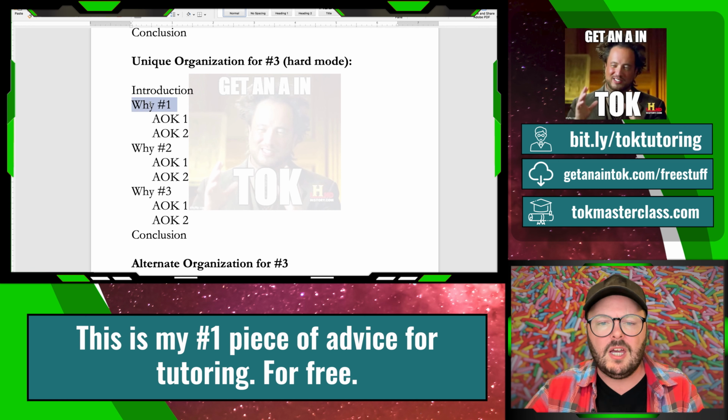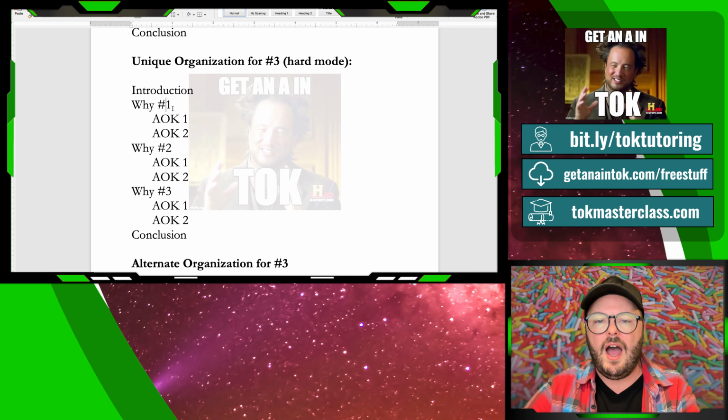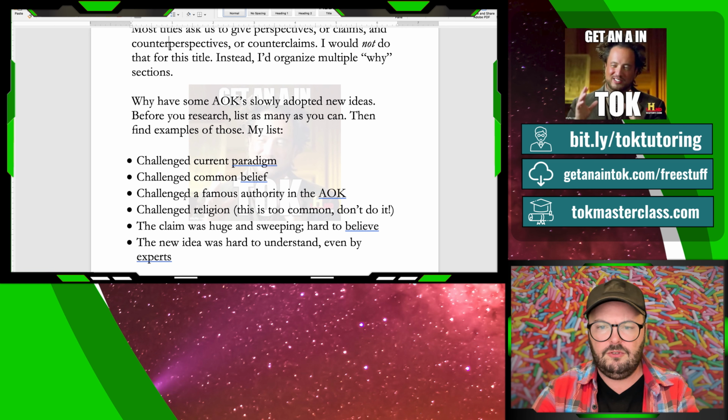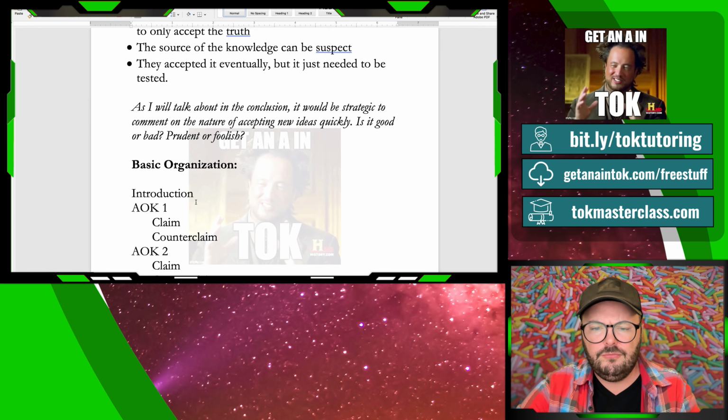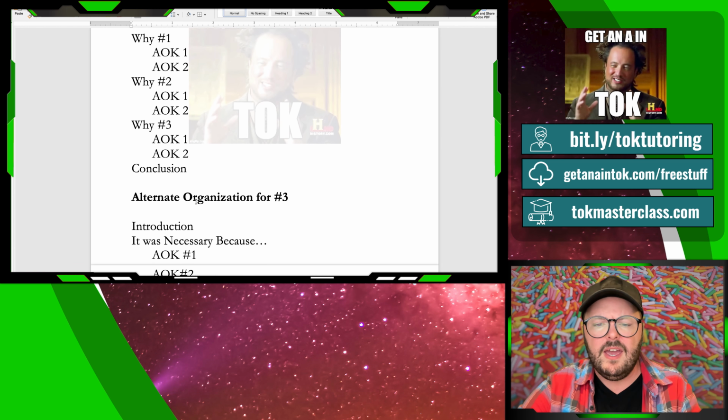So here's a way: come up with 3 different whys and find the AOKs in each of them. Now what you could do with this, if you wanted to, the first why could be the same AOK. So you could do AOK 1 and 1, AOK 2 and 2, and then AOK 1 and 2 here. That's an option as well. But I'm just saying, don't do that. Mix it up a little bit. Don't be normal.